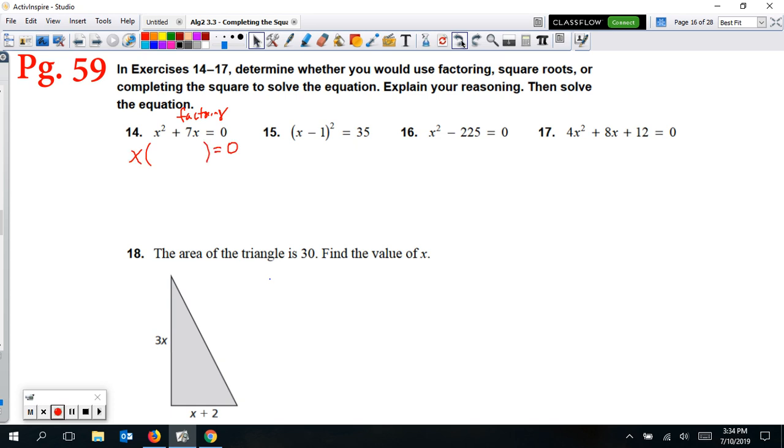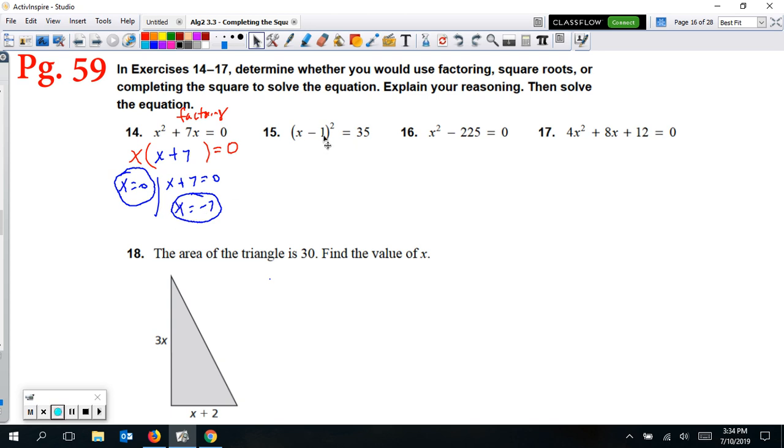If you factor out the x, because they both have x's, what's left inside will be x plus 7. Then we can take each of these two factors, the x and the x plus 7, and do the zero product property to solve it. So x equals 0, there's one of the answers. And x plus 7 equals 0, we just subtract 7, so x equals negative 7. So quickly we can solve that one. That's a quick one to do.